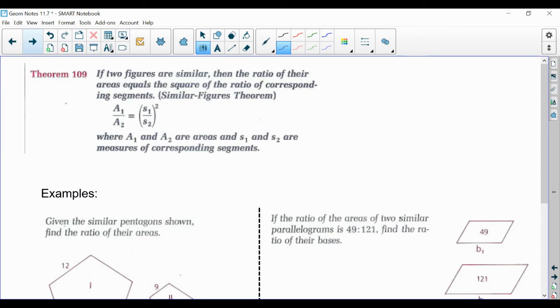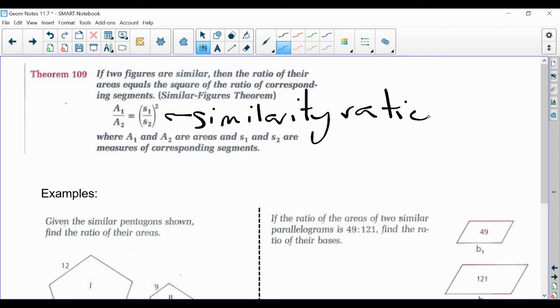Something you might have known. Theorem 109 in our book says if two figures are similar, then the ratio of their areas equals the square of the ratio of corresponding segments, or what we call the similarity ratio. That's what this is here, S1 to S2. This is the similarity ratio. So if we know the similarity ratio, the ratio of the areas is just that ratio squared.